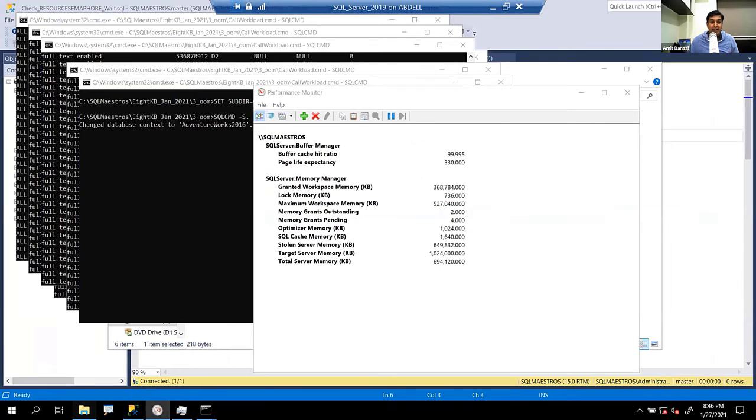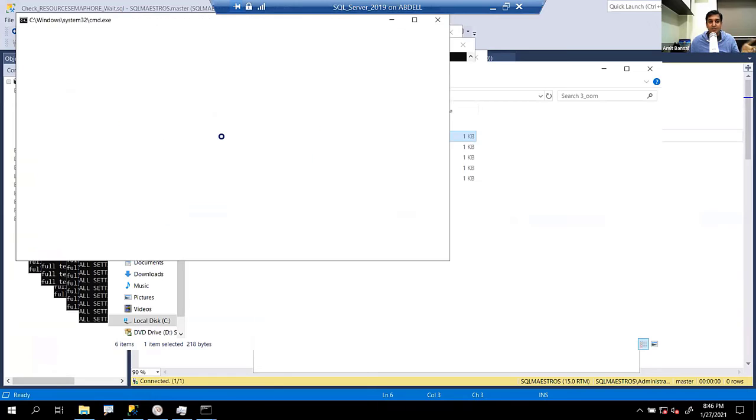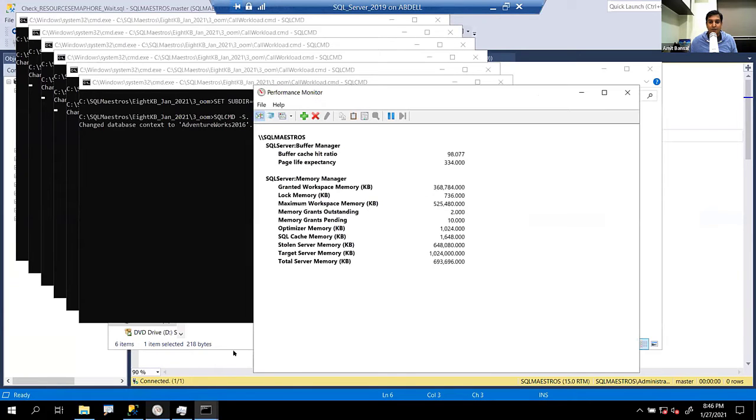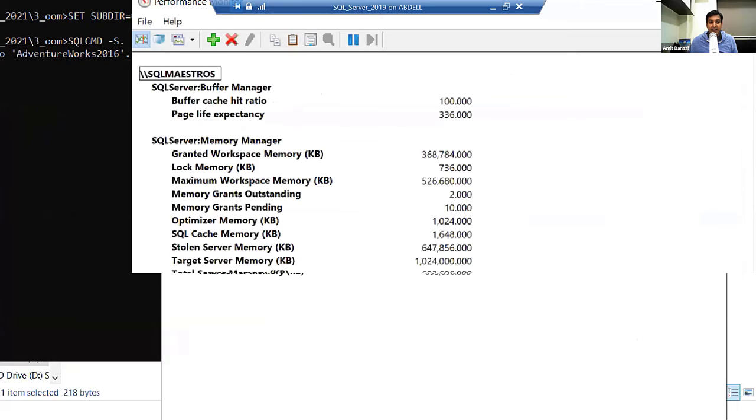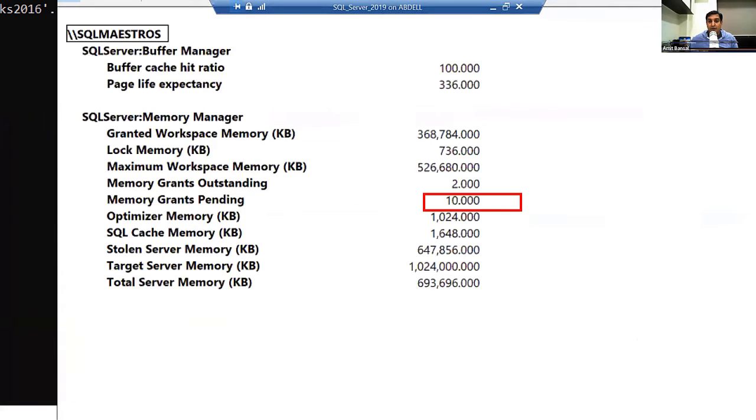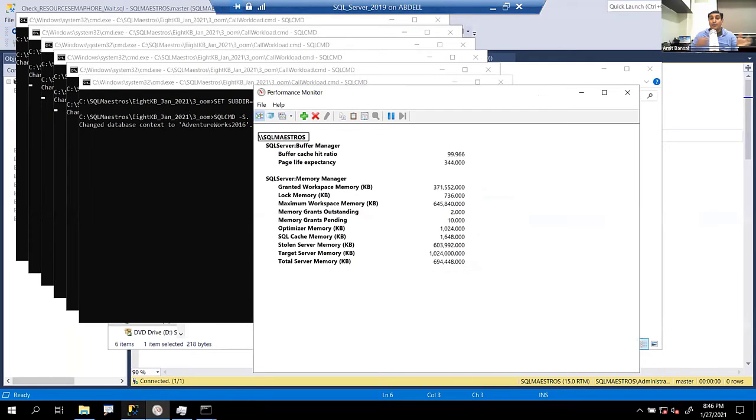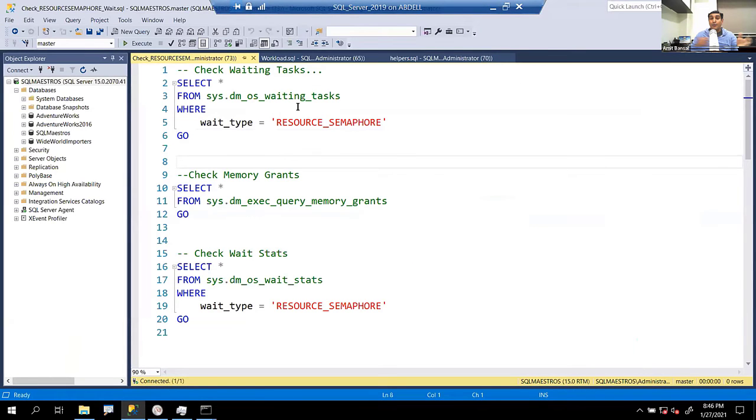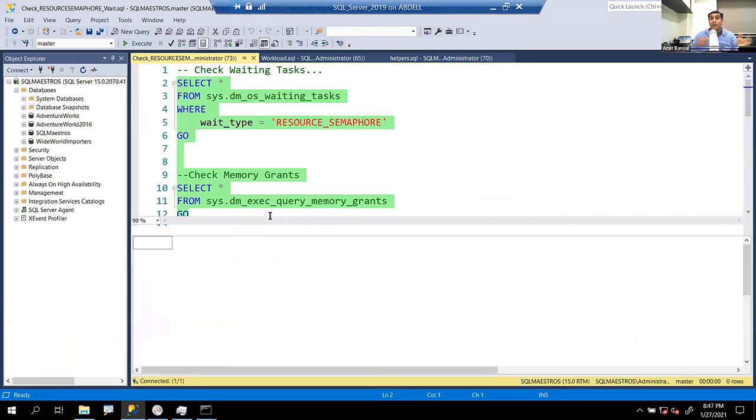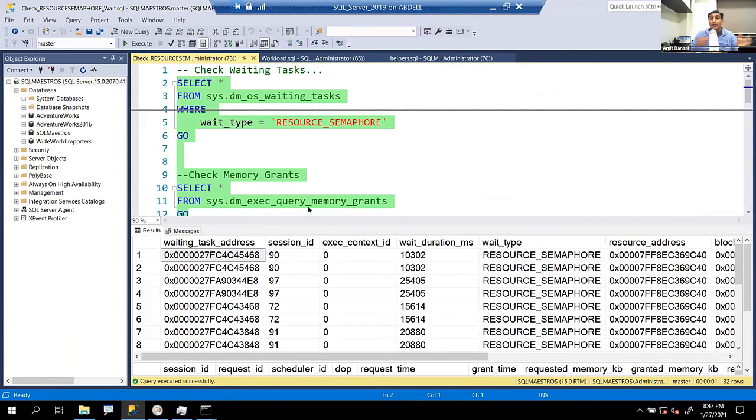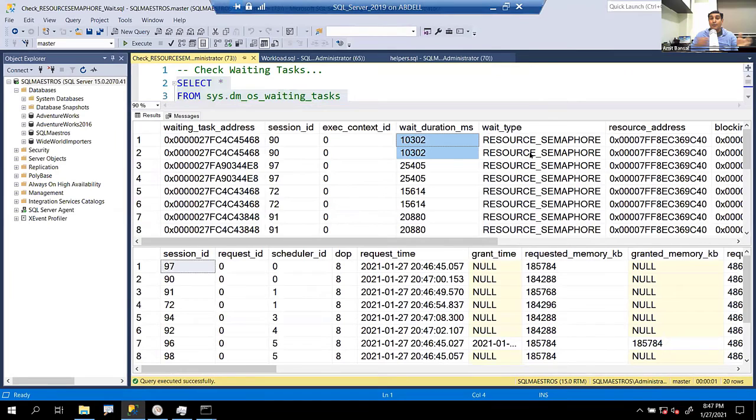And if I run another instance, so I say 10 users, but it's actually calling this 5 times. And now if you go here again, you can see that grants pending has now turned to 10, which means memory grants are pending for this particular set of workloads. And if you run the waiting tasks DMV and filter on wait type resource semaphore, and another helper DMV called dm_exec_query_memory_grants, you will get some information. So now you can see that so many different workloads are waiting on resource semaphore.